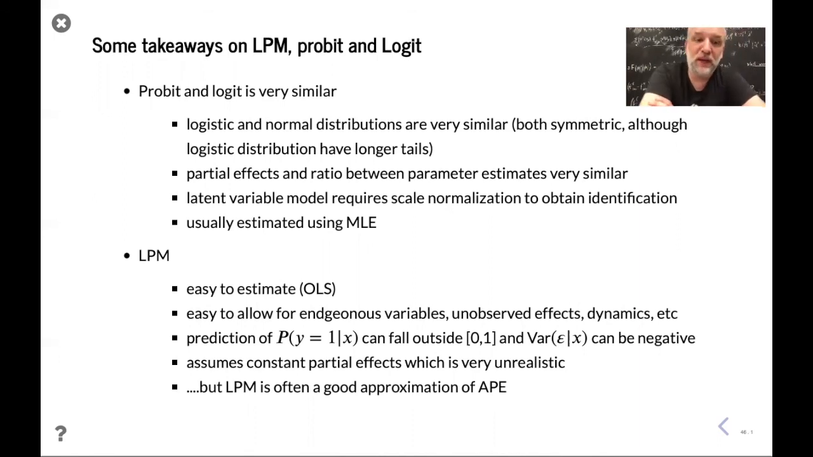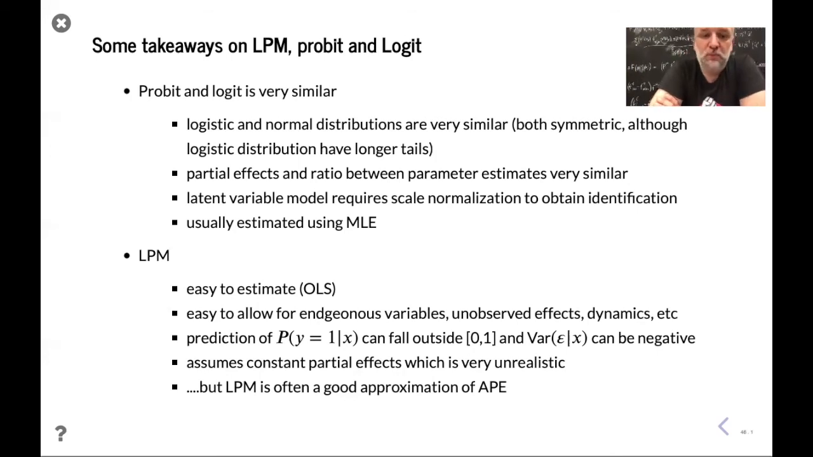So one big benefit of the linear probability model is that it is linear, so you can easily account for fixed effects in panel data regression models, or you can easily allow for endogenous variables using IV or GMM. You can also easily allow for dynamics. So there are many things that are much easier to do in the linear probability model, and therefore it's not just off the table because it's simple to do.